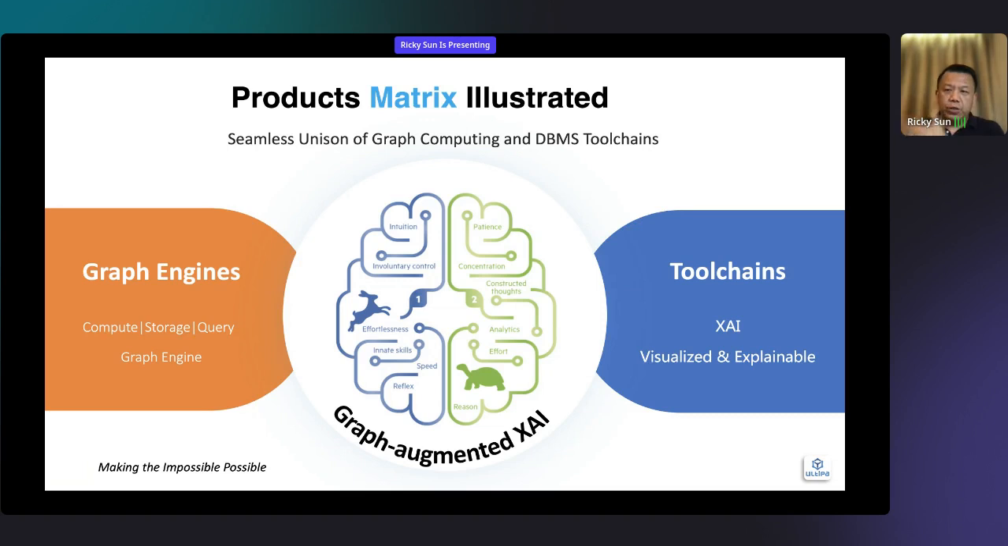And on the right-hand side, on the tool chain side, you're going to have visualization and explainability. We're calling this XAI. So combined, it's graph augmented XAI. It's very much like what's illustrated in the book Thinking, Fast and Slow, the right brain and the left brain combined, like system one and system two combined, forming an enterprise ready real world graph database. That's the kind of thing that you need.